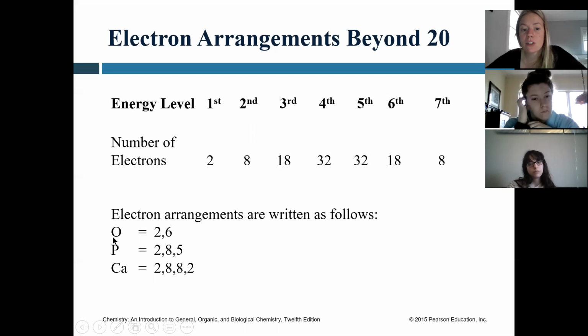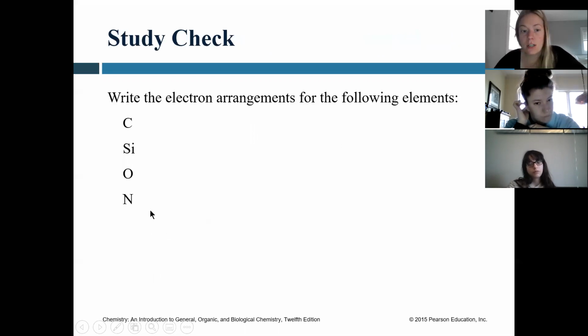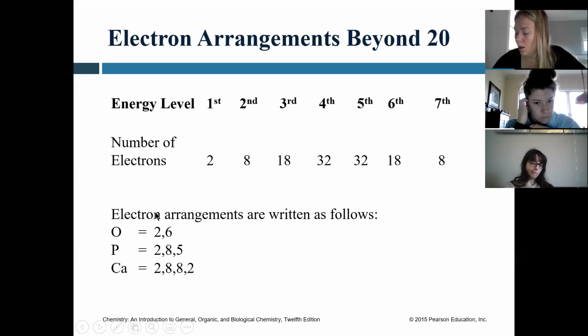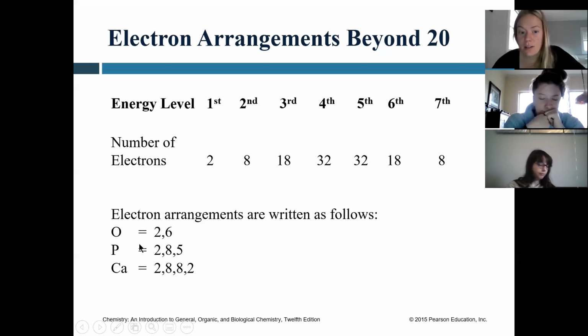So let's look at oxygen. Find oxygen on your periodic chart. To get to oxygen, you first have to fill the top row. So that's 2 in the top row, and then you put a comma and then 6 in the second row. Calcium, number 20, you've got to fill the first 2, then you put 8, and then 8 in the next one, and then you do 2 in the following one.